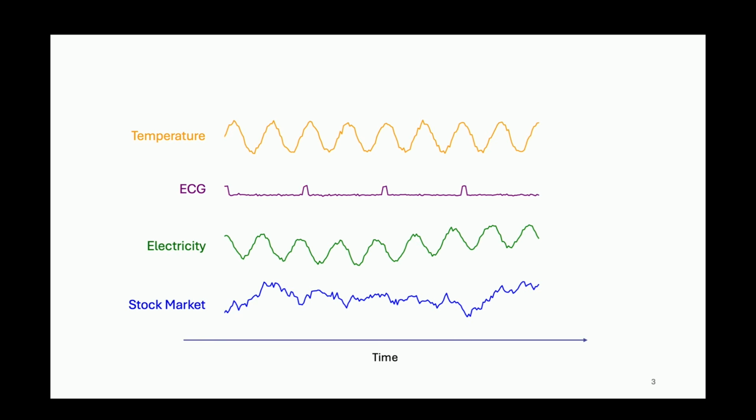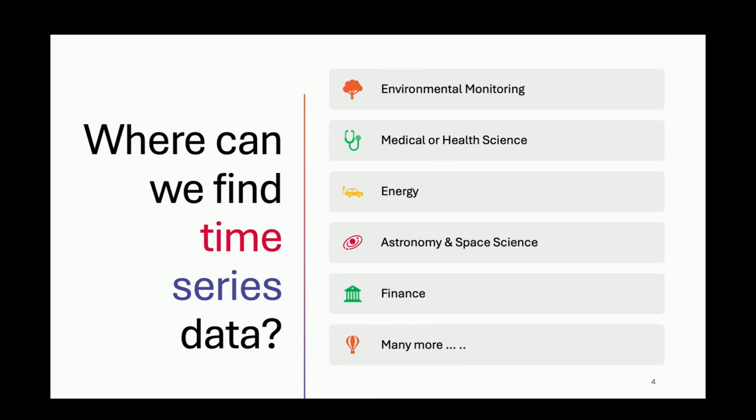So time series is everywhere, and those time series come from different kinds of domains and applications. If we want to talk about where we can find time series, it's pretty much everywhere. It starts from environmental monitoring, medical or health science, energy, astronomy or space science, finance, everywhere. So the application of time series is everywhere.